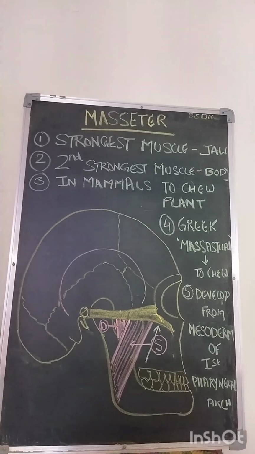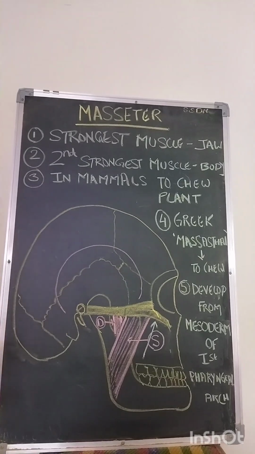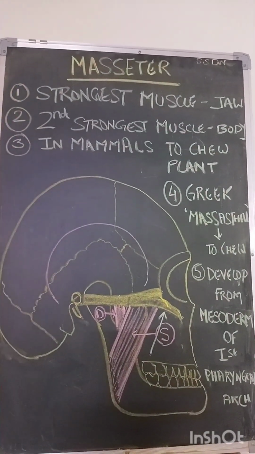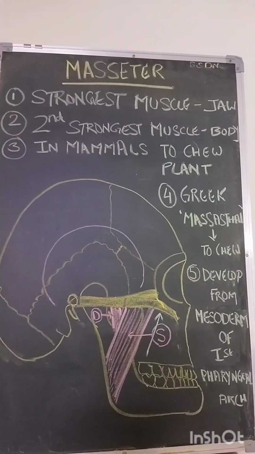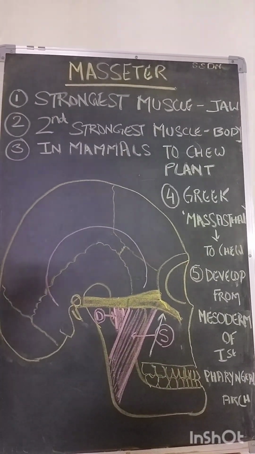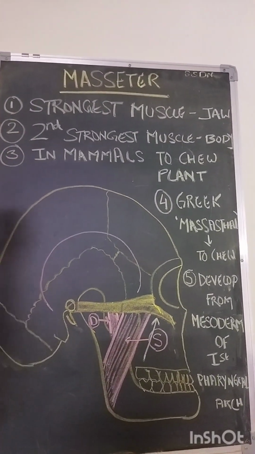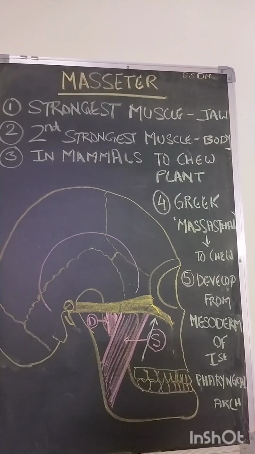Masseter muscle. The masseter is a very important muscle of mastication. It is the strongest muscle of the jaw, and also the second strongest muscle in the human body. This muscle is seen in mammals so that they can chew plant food. Okay, so this is the masseter muscle, a very important muscle among the muscles of mastication.